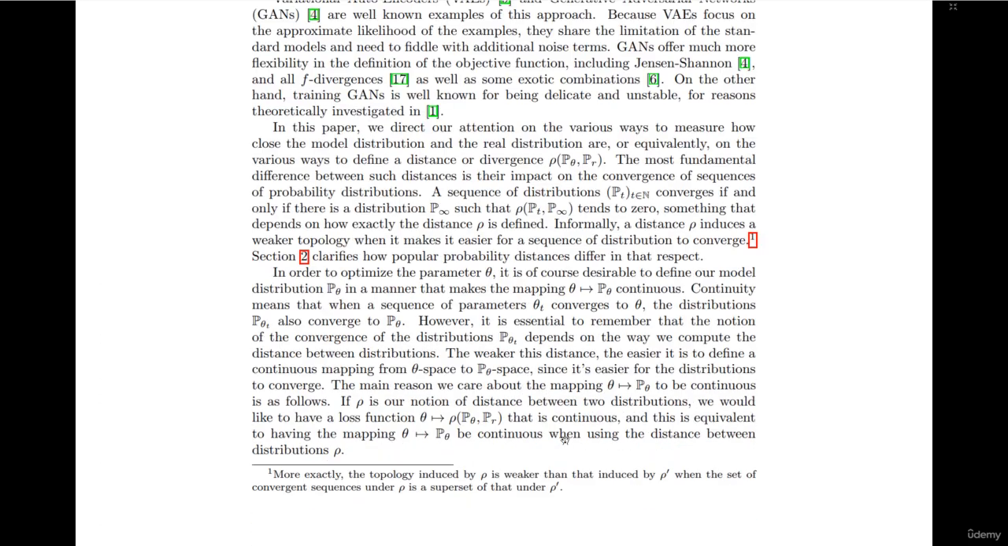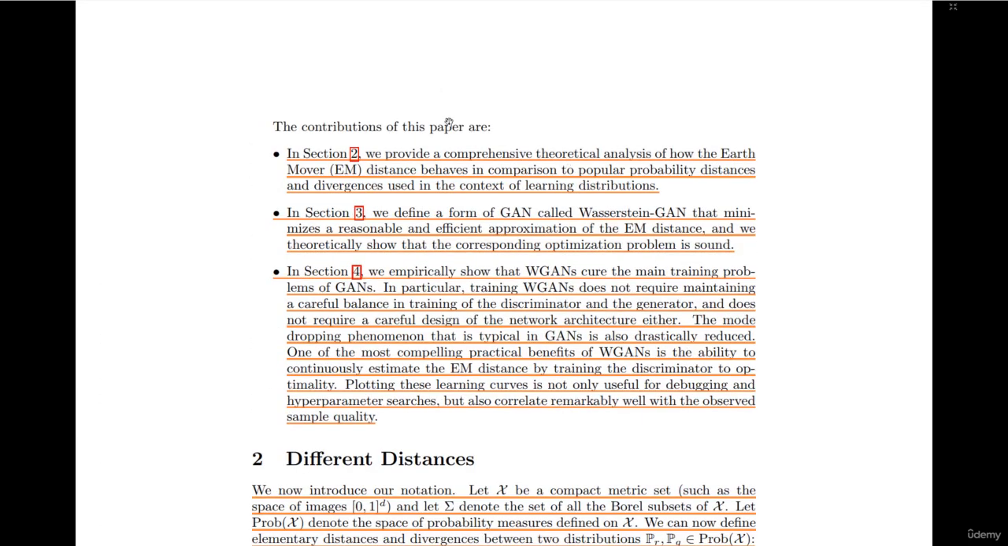Wasserstein GAN. Now, the contributions in this paper are that they provide a comprehensive theoretical analysis of how the earth mover distance behaves in comparison to popular probability distances and divergences used in the context of learning distributions. Also, they define a form of GAN called the W-GAN that minimizes a reasonable and efficient approximation of the EM distance, and they theoretically show that the corresponding optimization problem is sound. They empirically show that W-GANs cure the main training problems of GANs.